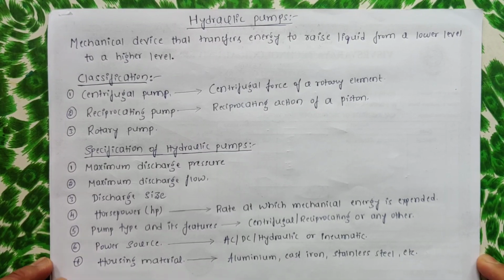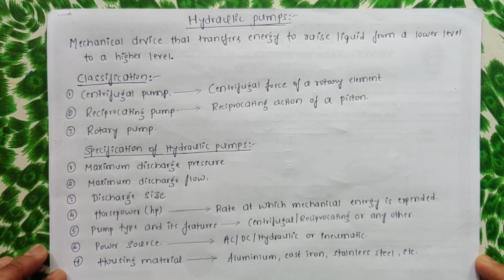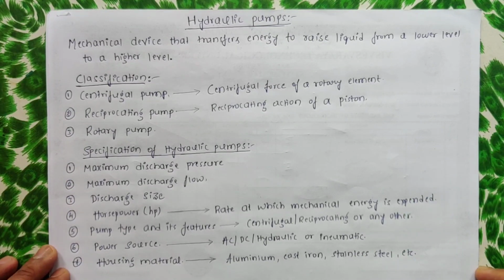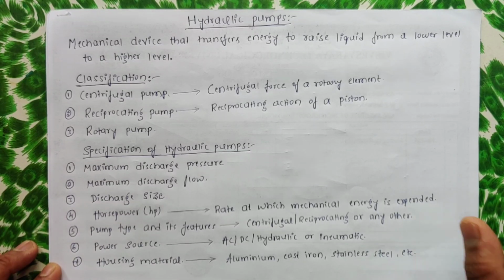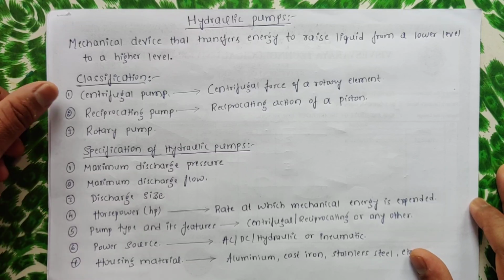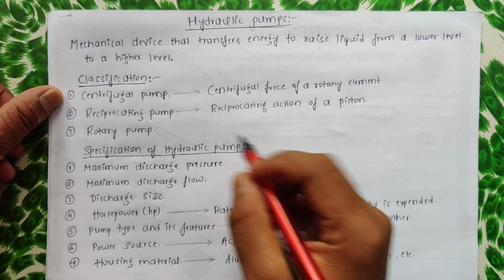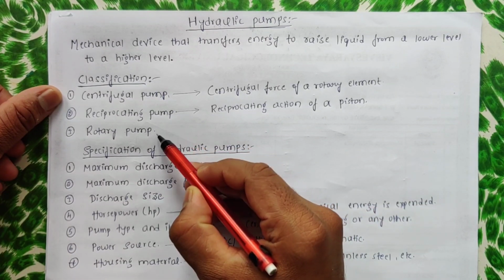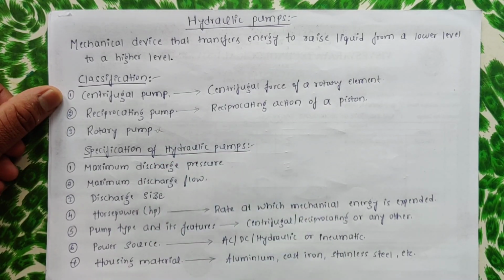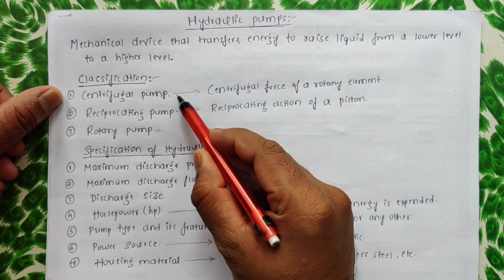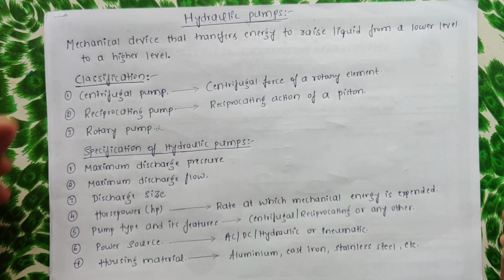Now we have some classifications for hydraulic pumps. We shall see this now. There are three important classifications: one is the centrifugal pump, the next is the reciprocating pump, and the next is the rotary pump. The rotary pump is not there in your syllabus. You have only the centrifugal pump and the reciprocating pump.